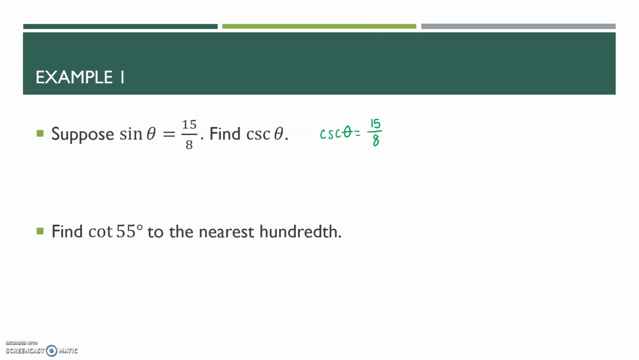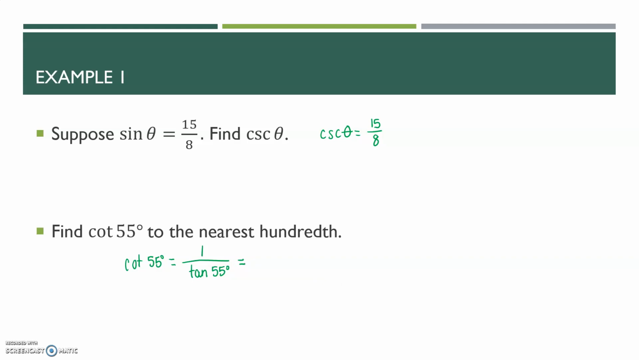Now for the next one, we haven't really done anything yet with how to find trig values in the calculator, but we are going to do that here. So we know that cotangent of 55 degrees should be equal to 1 over tangent of 55 degrees. Now, what I can do is find tangent of 55, and I'm going to round to the nearest hundredth.